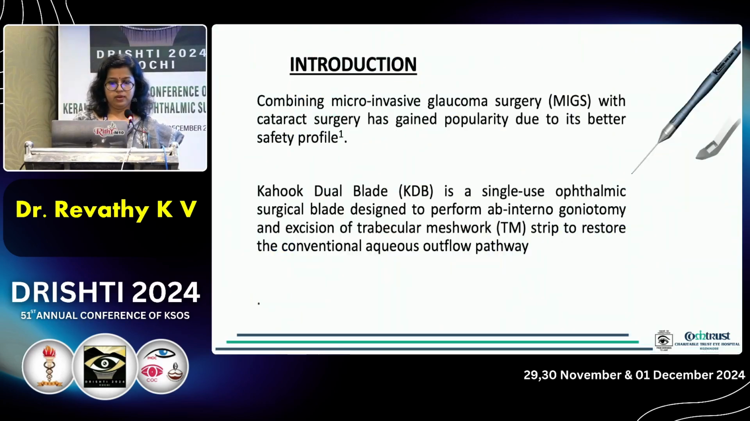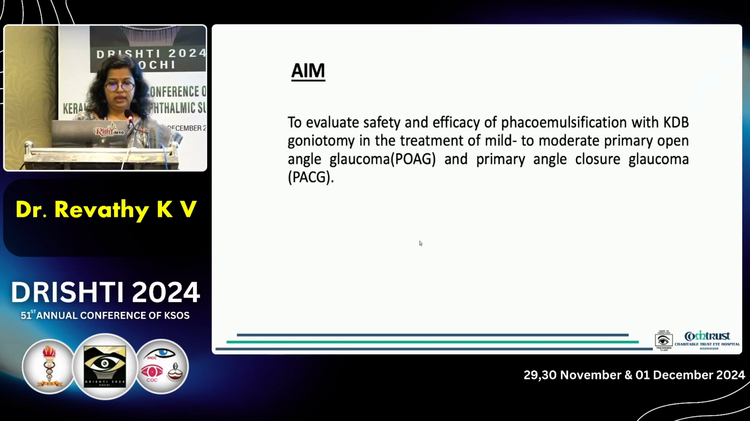Combining microinvasive glaucoma surgery with cataract surgery has gained popularity due to its better safety profile. The Kahook Dual Blade is a single-use ophthalmic surgical blade designed to perform an ab interno goniotomy and excision of the trabecular meshwork strip to restore the conventional aqueous outflow pathway. Our aim was to evaluate the safety and efficacy of phacoemulsification with KDB goniotomy in the treatment of mild to moderate primary open-angle glaucoma and primary angle closure glaucoma.